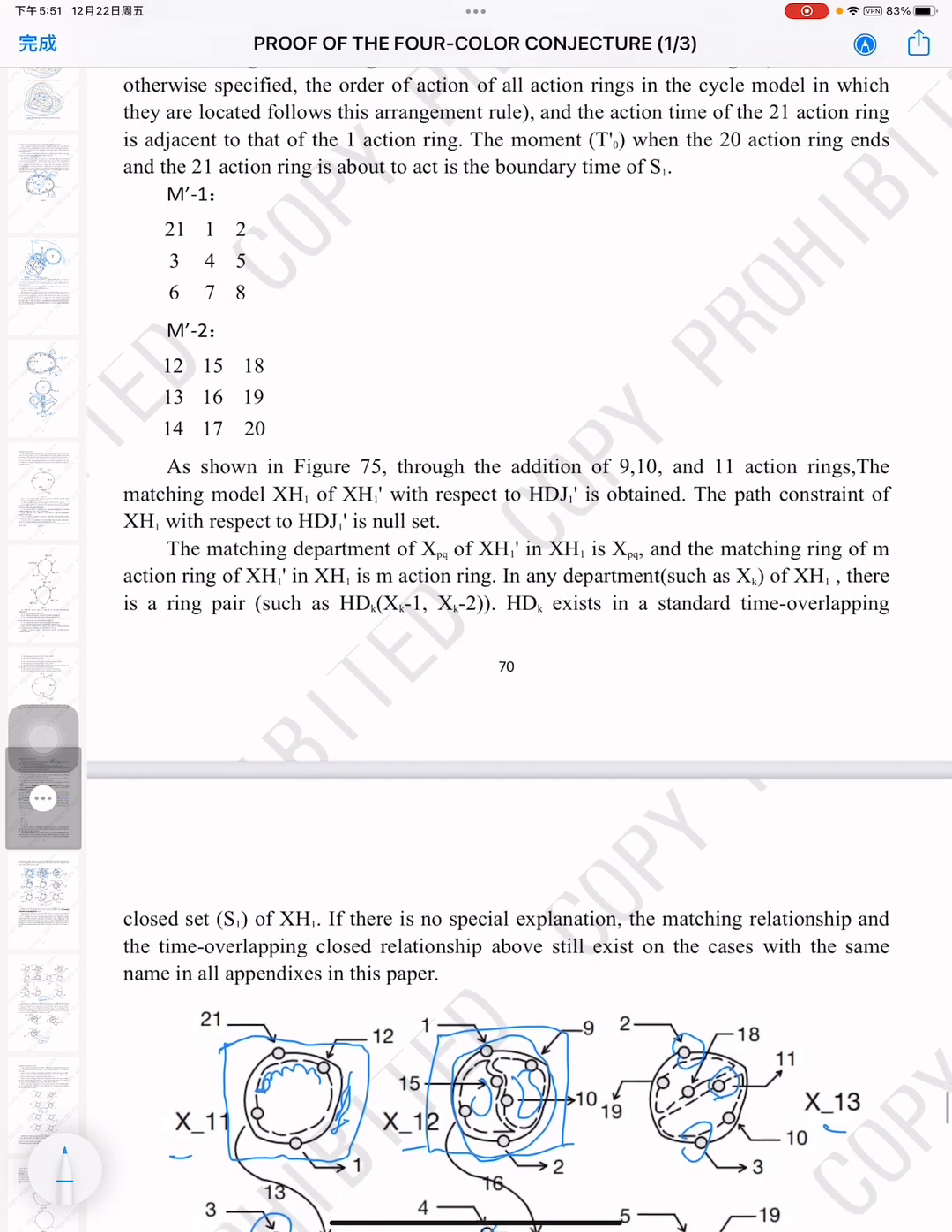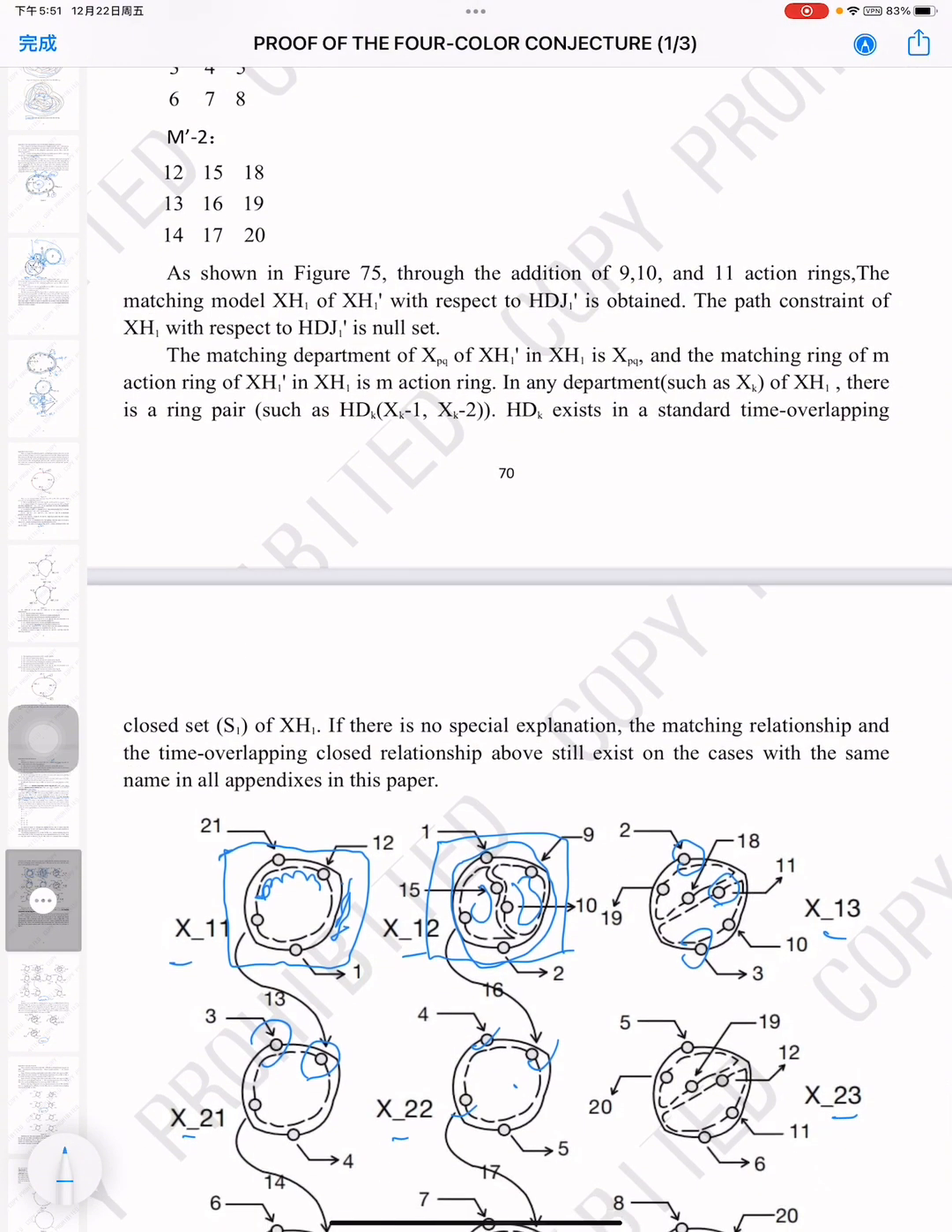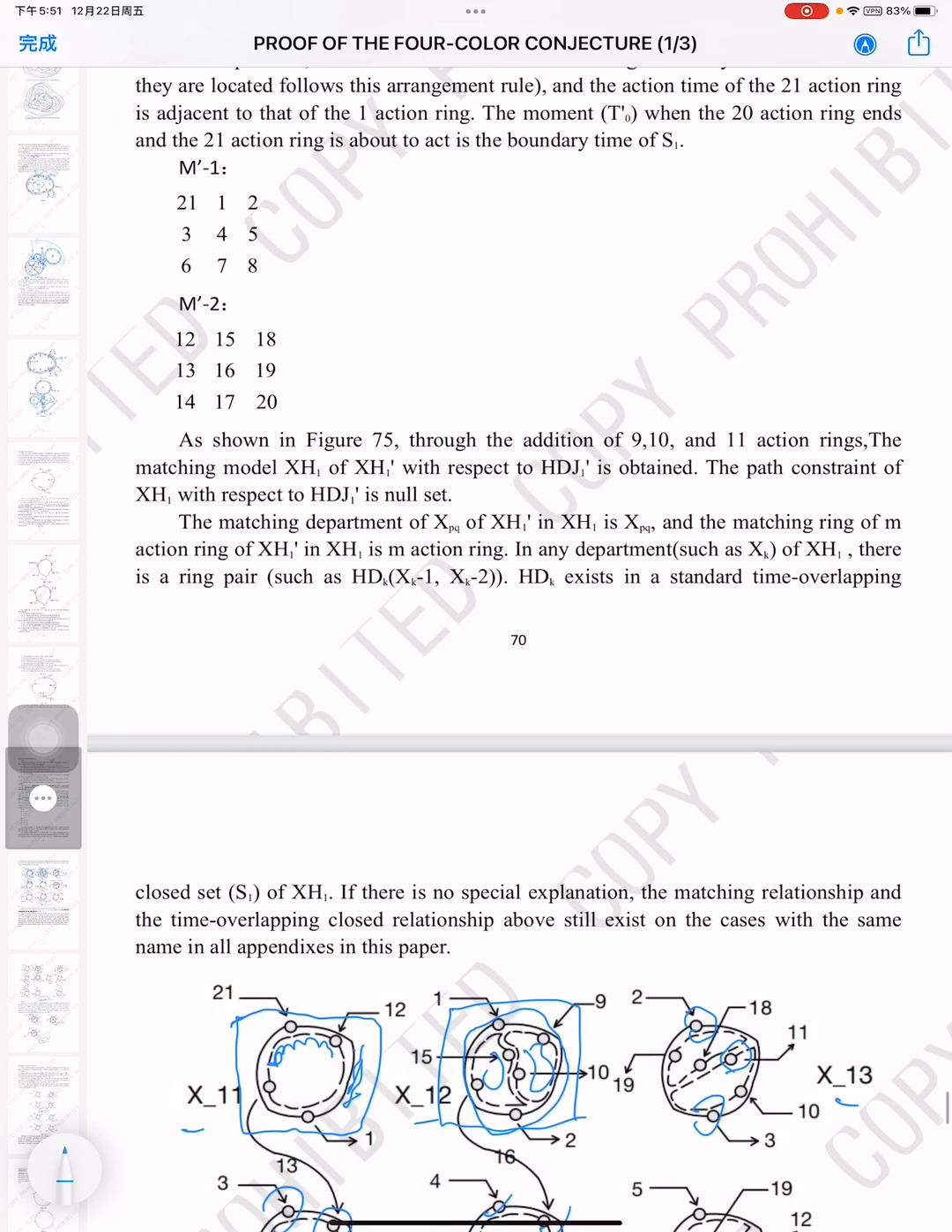As shown in figure 75, through the addition of 9, 10, and 11 action rings, the matching model XH1 of XH1' with respect to HDJ1' is obtained. The path constraint of XH1 with respect to HDJ1' is non-set. The matching department of XPQ of XH1' in XH1 is XPQ, and the matching ring of M action ring of XH1' in XH1 is M action ring.